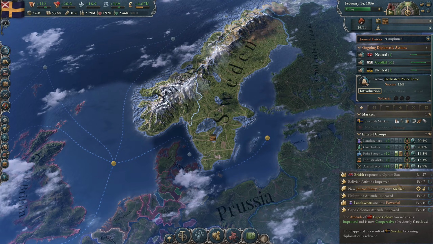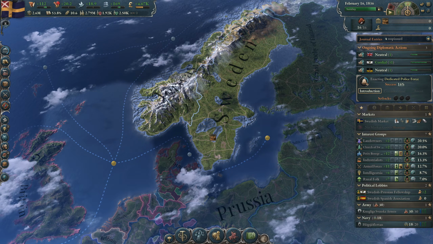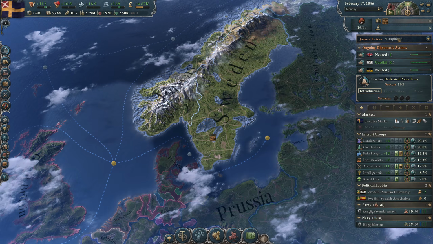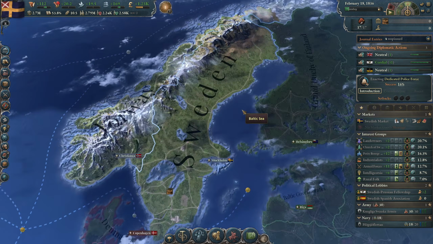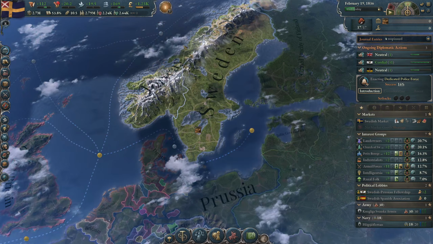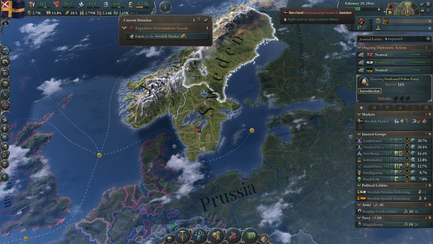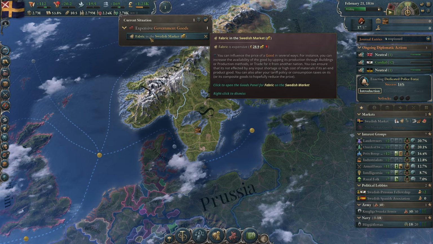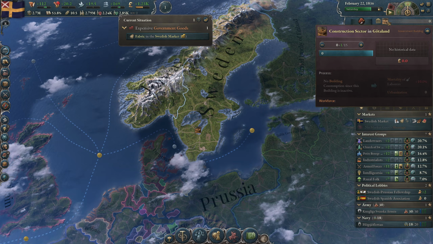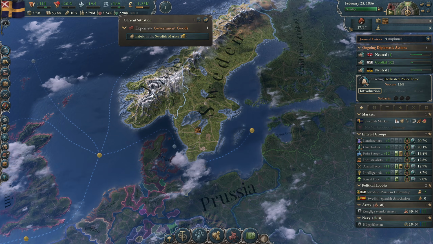Now, a couple of things are happening in the world. You have journal entries you can try to complete, but let's take a look at that later as well, because otherwise it gets way too overwhelming. We have a new thing here. What is that? Yes, the fabric is expensive again, because we are building a construction sector.